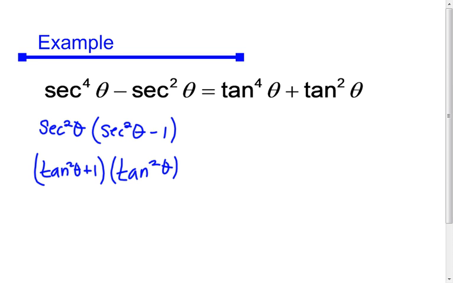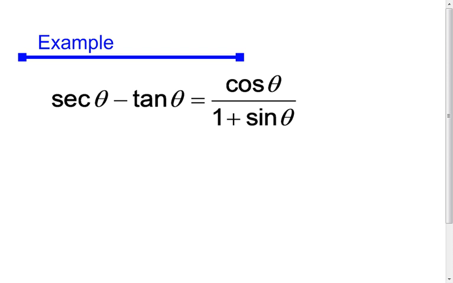Okay? And now if I redistribute this through the parentheses, tangent squared times tangent squared is tangent to the fourth, and tangent squared times 1 is tangent squared. And I have just turned the left side into the right, which was my goal. Again, notice I don't have anything circled. My work is my answer.